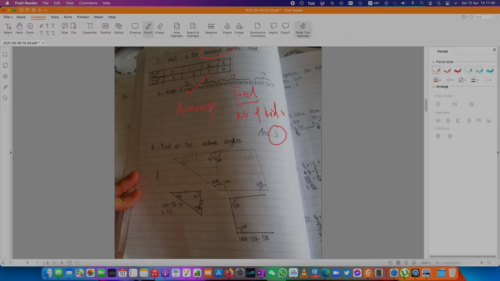So can you tell me what divide by what? 31 divided by 19. If it's an indefinite number, so what you do? Fraction. 1 whole 12 over 19. Okay? The unit is book.